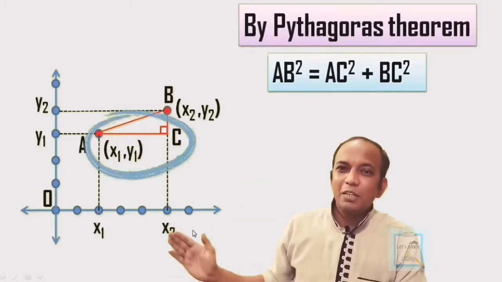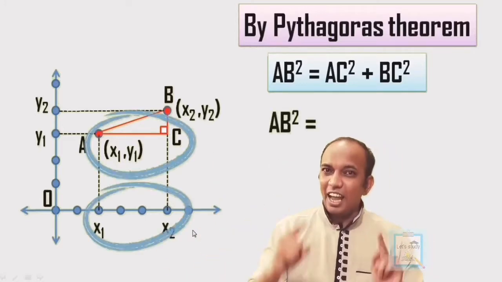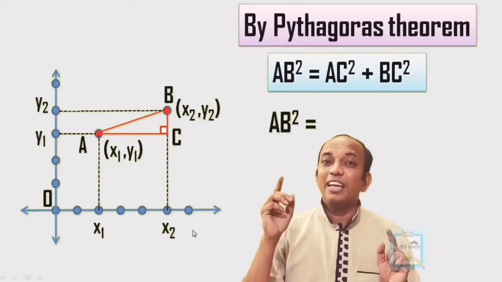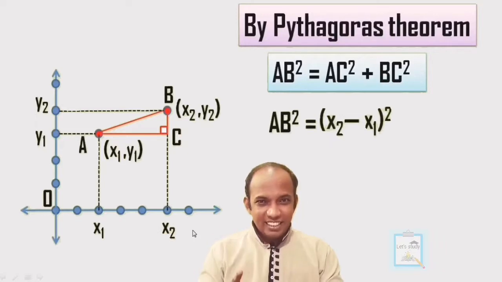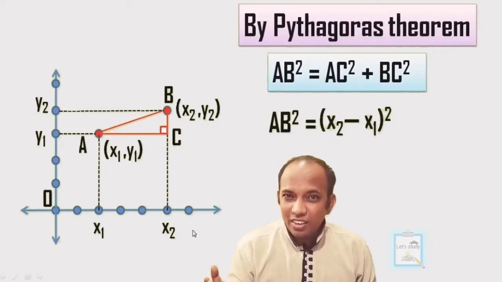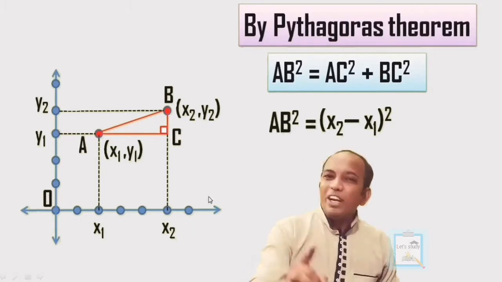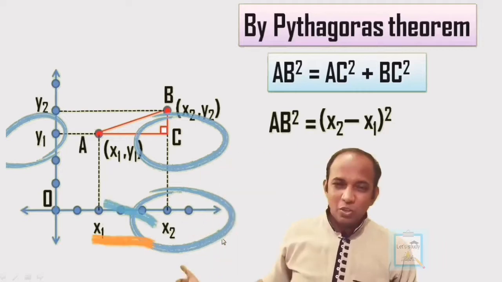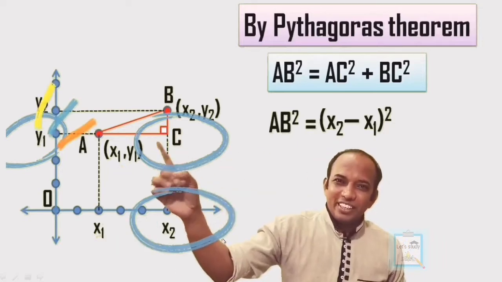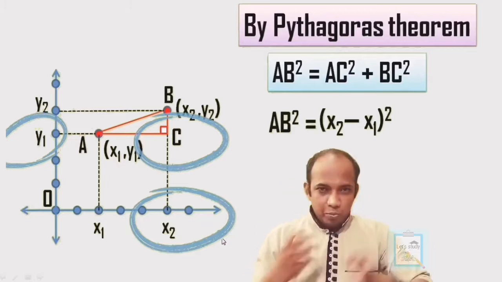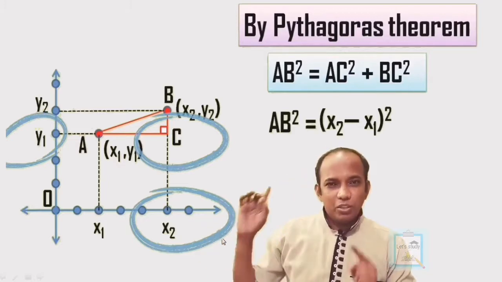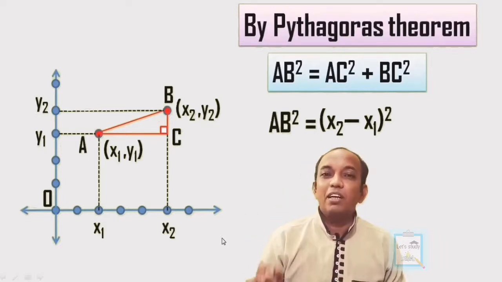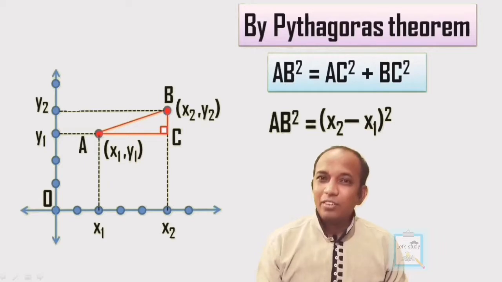Segment AC is parallel to the x-axis, and as it is parallel to the x-axis, what can you say? The distance between A and C will be x2 minus x1, right? Why did I get x2? Because for point C, if you observe in the diagram, the x coordinate is x2 and the y coordinate is y1. Isn't it right? Yes. Now moving on, what we have got till now: AC, the distance between point A and C, is nothing but x2 minus x1, right?